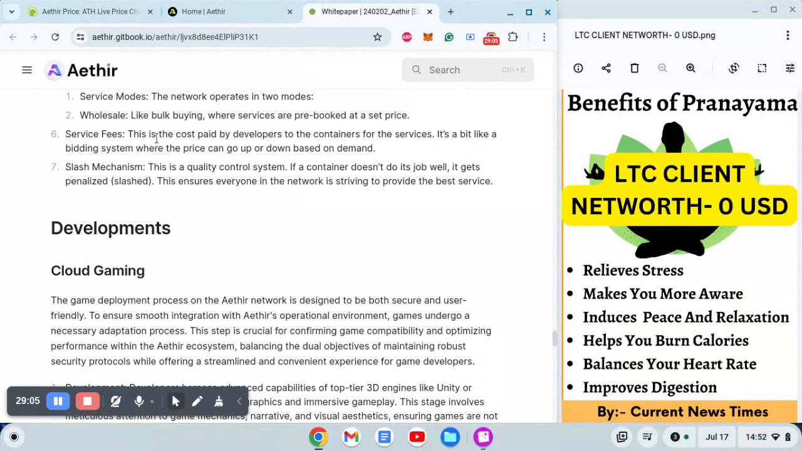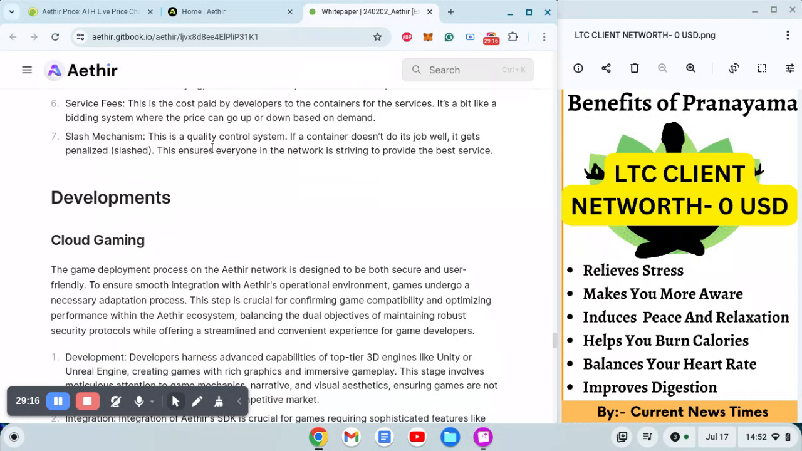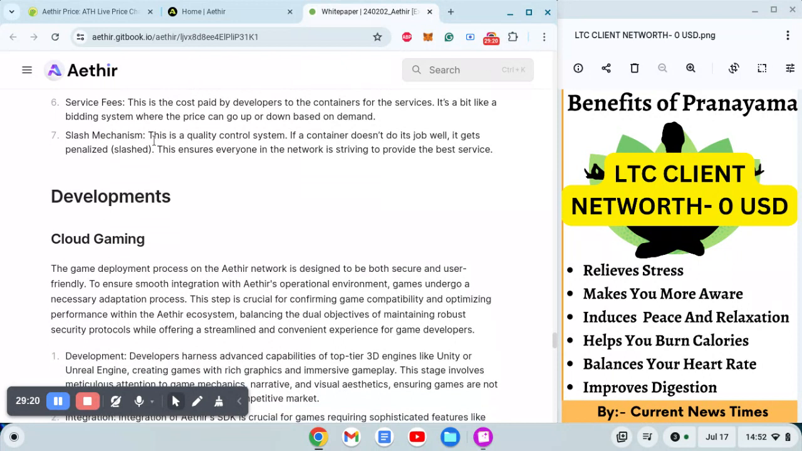Service fees. This is the cost paid by developers to the containers for the services. It's a bit like a bidding system where the prices can go up and down based on the demand. So this is also a pretty interesting mechanism. It will be totally dependent on the supply and demand system. Slash mechanism. This is a quality control system. If a container doesn't do its job well, it gets penalized. This ensures everyone in the network is striving to provide the best services.